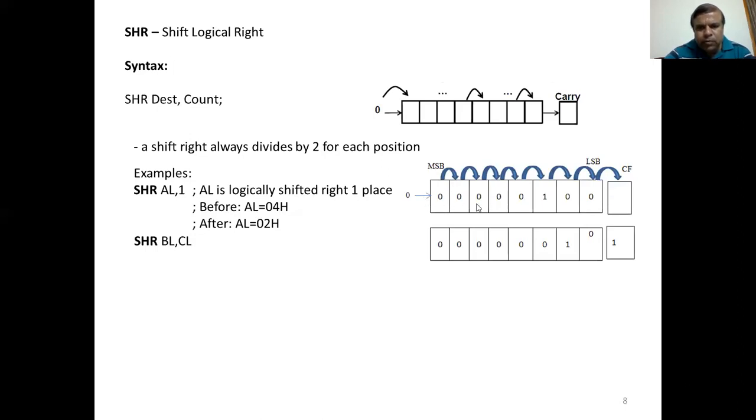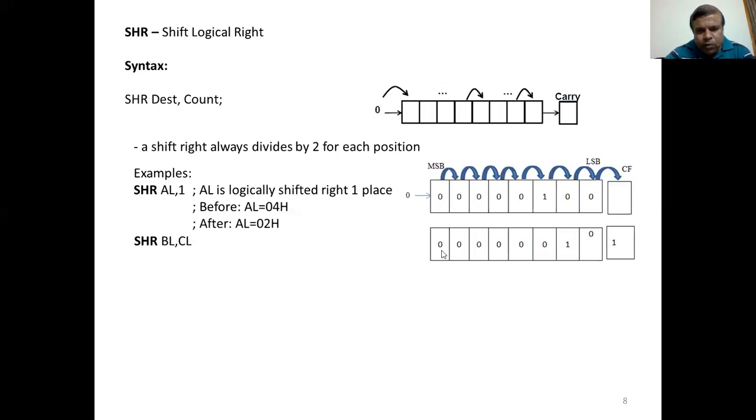As you can see, a 0 is shifted into the MSB position. This 0 will come here, this 0 goes here, this 0 goes here, this 0 goes here, this 1 comes here, and 0 goes here. And the LSB is shifted into the carry flag. This is actually 0. Typing mistake, sorry.